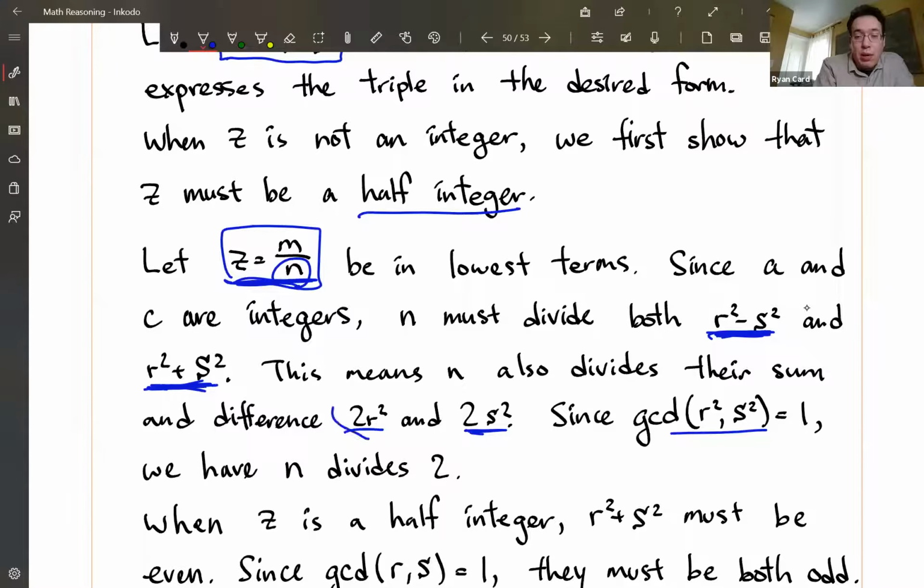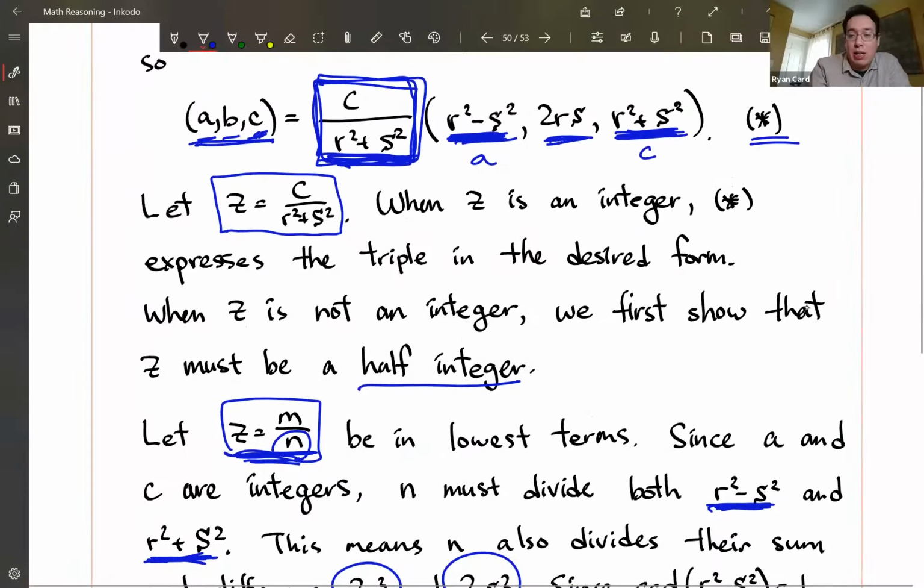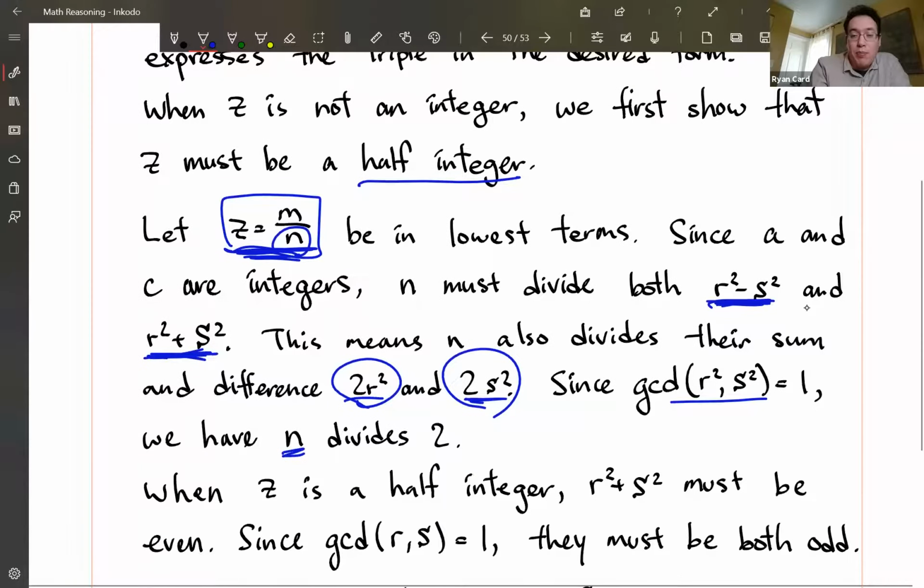So if n can divide both this and that, and r and s are relatively prime, that must mean that n divides 2. So n, the denominator of z, has to divide 2. So there's only two options. n could be 1 or n could be 2. If n is equal to 1, then it is an integer, and we already talked about that case. We're done. If n is equal to 2, then it's a half integer.